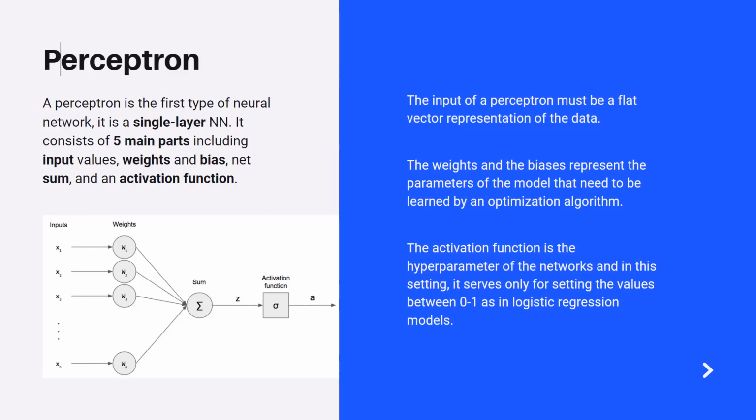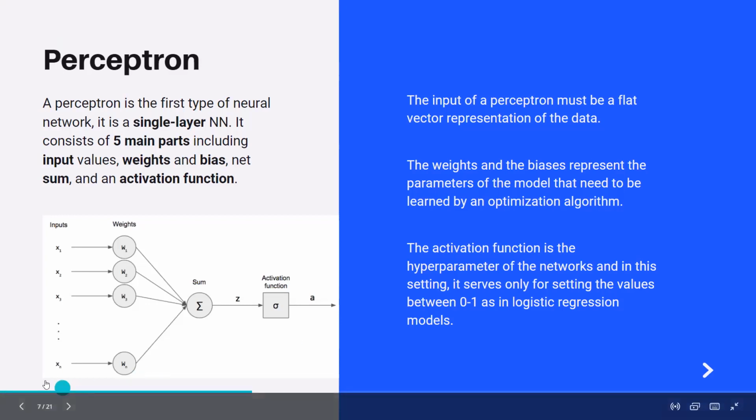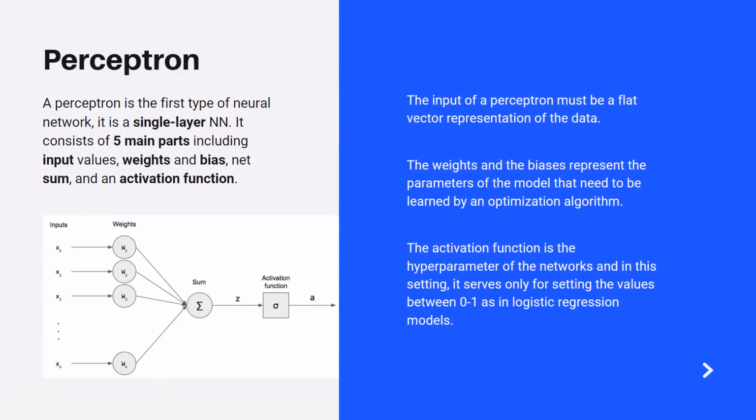It consists of 5 main parts. So the first one is the input. The input to a perceptron or to a normal neural network in general must always be a vector of real values, right? So it does not work with strings. It does not work with images by default. It does not work with anything else besides vectors of real values.